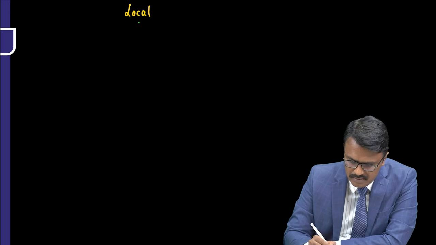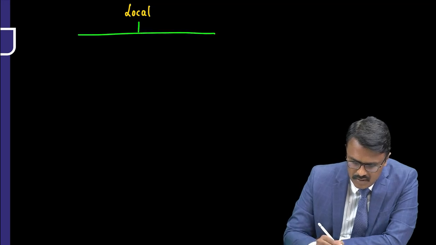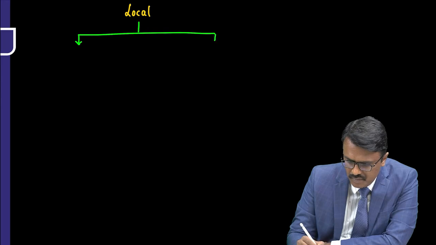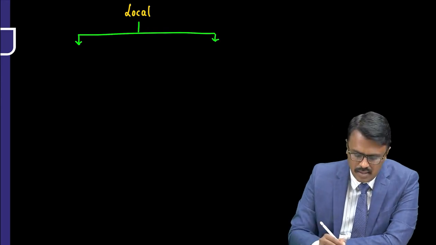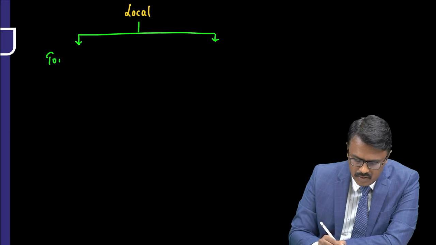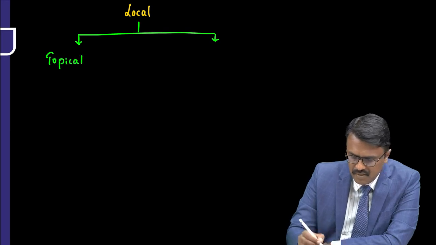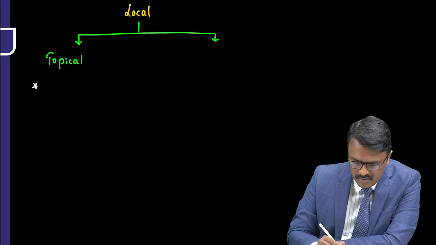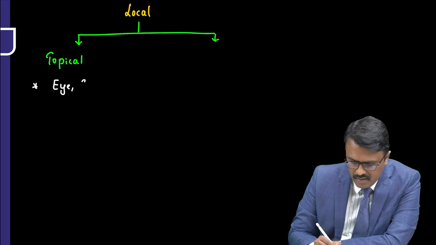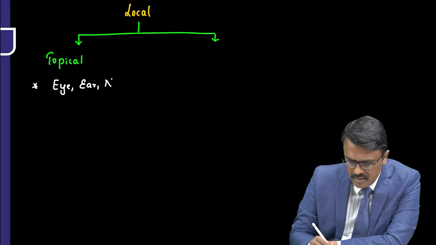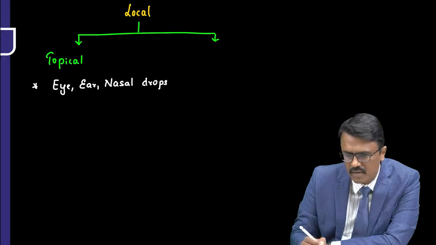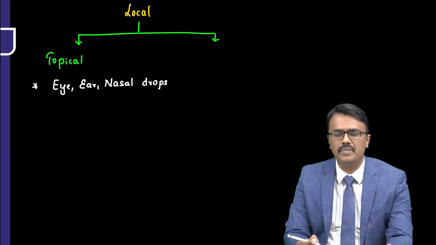So I told you what is local. The drug acts locally where it is given. There are two important classes in that. What are those? Now, the drugs which are given topical. Example of topical route is the drops: eye, ear and nasal drops. So these are the topical ones. So we apply that topically.